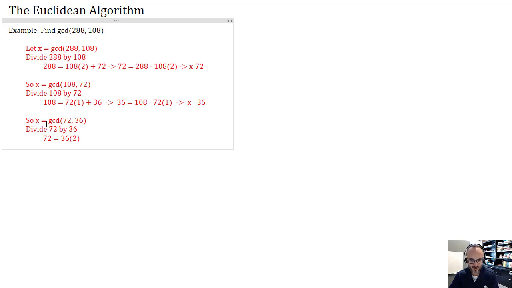So now, what does that tell us? This is a little bit different than the other cases. That tells us that 36 divides 72.